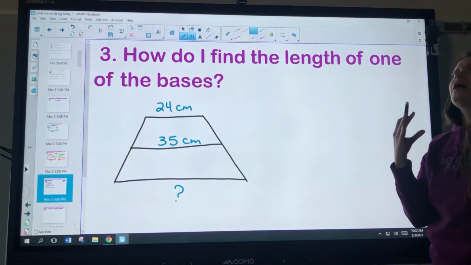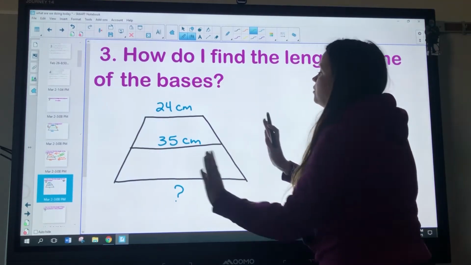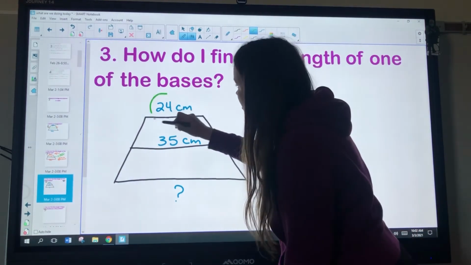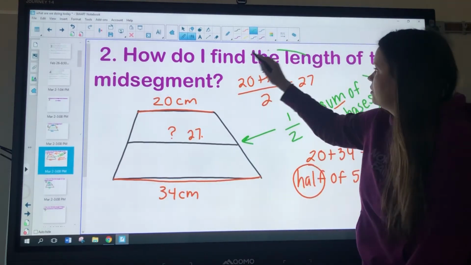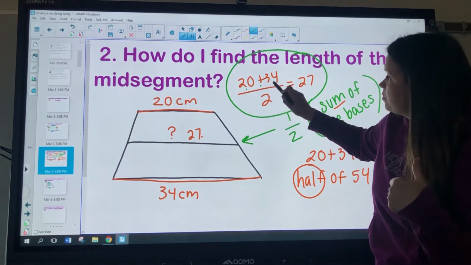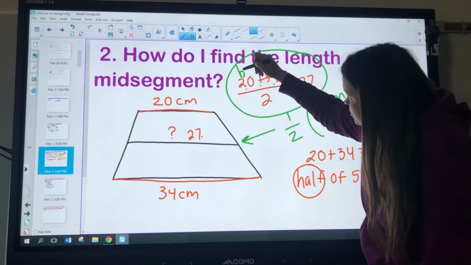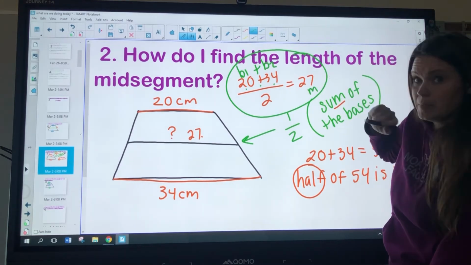So if you're thinking backwards, if these two added up, long way first. Normally we do this plus this divided by 2. We'll write it like this way. This could be considered your formula: base plus base divided by 2. Base 1 plus base 2 divided by 2 equals the mid-segment.